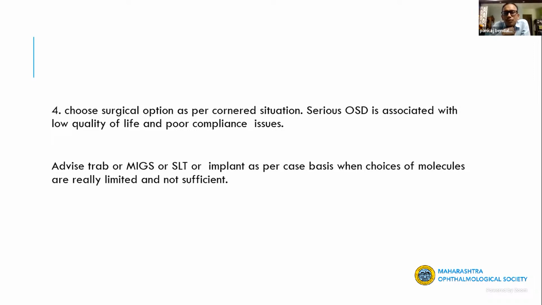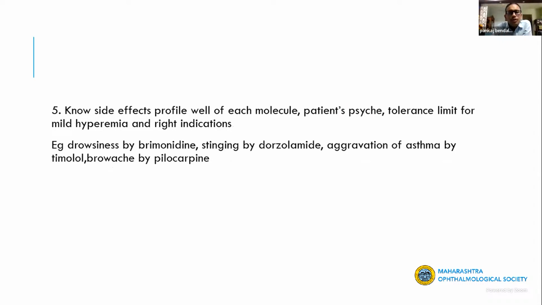So for some of these patients, even if you juggle some of the molecules, withdraw some, and start some new molecules, and there are still issues, then I think these patients are coming close to intervention. So then trab or maybe some MIGS, which are the options available now, SLT, or in some cases with a very disturbed ocular surface, you might have to choose the implant also, as per the case, as per the disc status. The choice of molecules is limited and not sufficient, because some molecules the patient is allergic to, you have to withdraw, and if the limited molecules are not achieving target IOP, then this is a patient close to some form of intervention to achieve the right balance of healthy ocular surface, well-controlled glaucoma, and least disturbed quality of life.